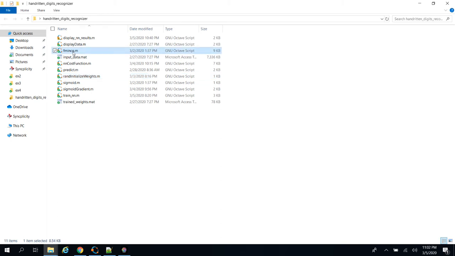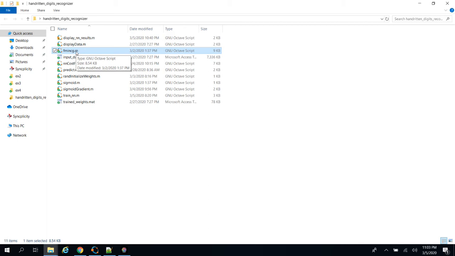This particular file has the algorithm which trains our neural network, and this file then calls the nn cost function multiple times to get the cost and the theta parameters, which are the weight of our neural network. The cost function makes use of the sigmoid and sigmoid gradient files to calculate the cost and the partial derivatives of the cost function with respect to the theta parameters, which is again the weight of our neural network.